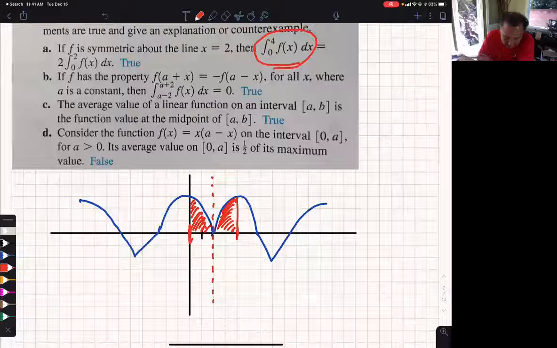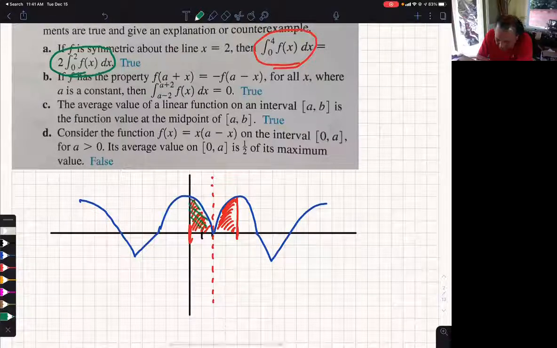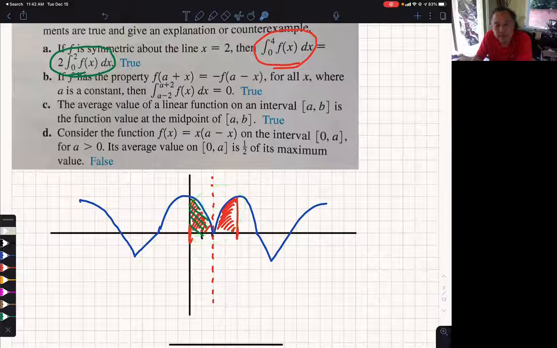And then this one I'm going to do in green. 0 to 2. Well, what's 0 to 2? 0 to 2 is going to be this green part. And they're saying if you take 2 of these greens, it's going to equal the red. And that's true because it's symmetric. So that's why it is true for part A. Let's go to part B.